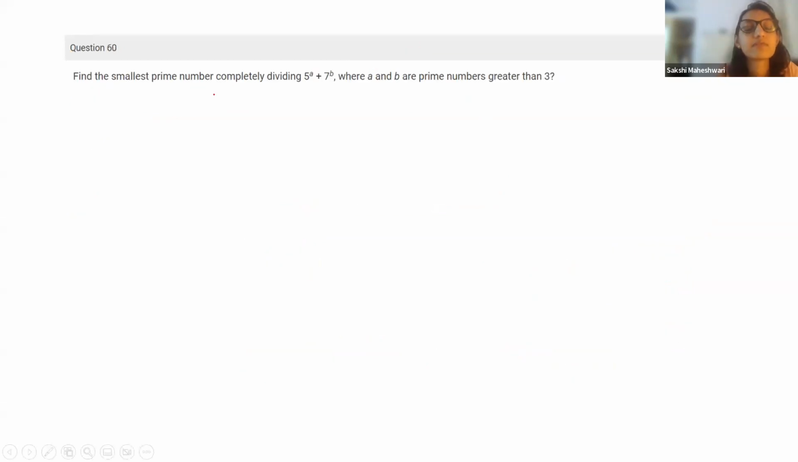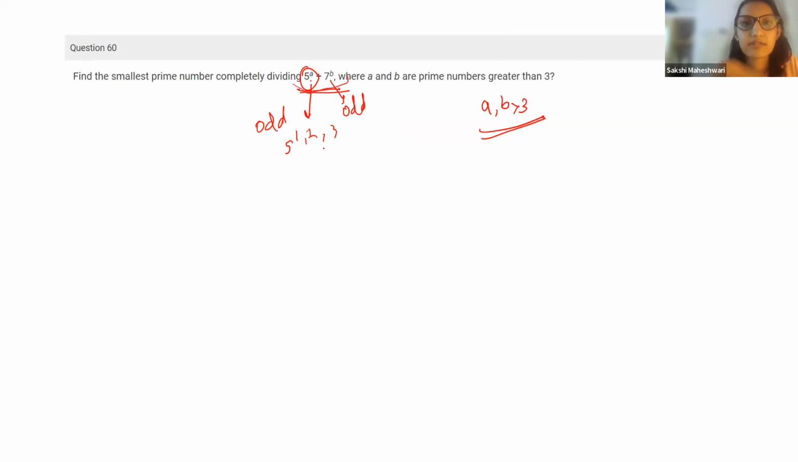Let's move on. So this is: find the smallest prime number dividing the sum, where A and B are greater than 3. See, this is an odd number. If you take any power of an odd number, this will be odd only. So this has to be an odd number, and this also has to be an odd number. So their sum will be even, right? Odd plus odd is even. So the smallest prime dividing an even number has to be 2, right? Are you getting it?